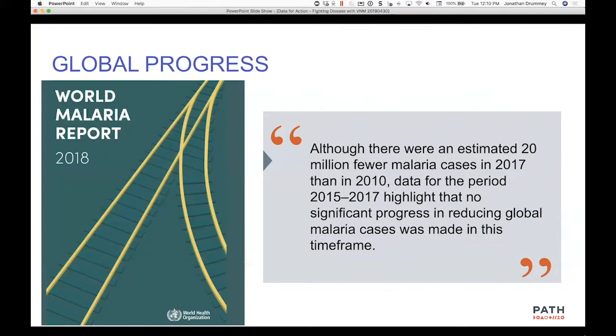So the latest World Malaria Report was for 2018. The next one will be coming out soon. There was a reduction in malaria cases between 2010 and 2017, but overall, progress in eliminating malaria has kind of leveled out.